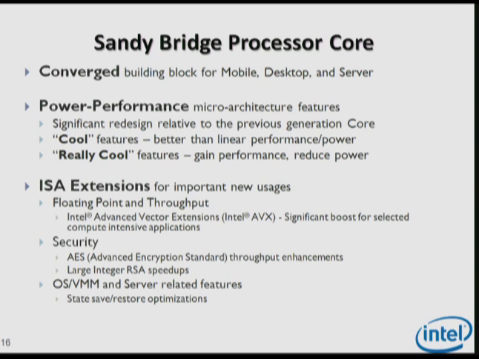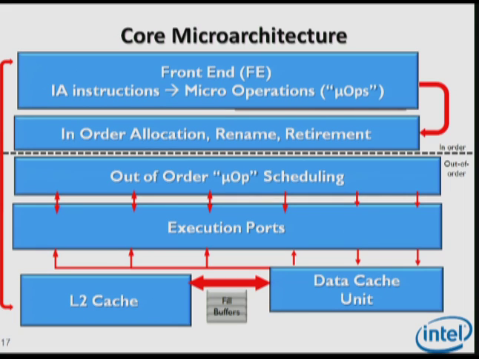We had features where performance to power is at least linear or better. And we have really cool features, meaning we enhanced the performance and reduced the power at the same time. We also have, other than microarchitecture, ISA extensions, AVX being the most profound one. We have some extensions for security and also for OS and VMM related functions.